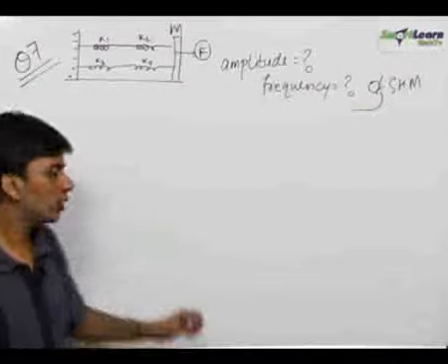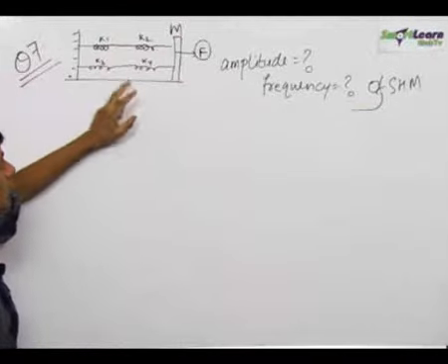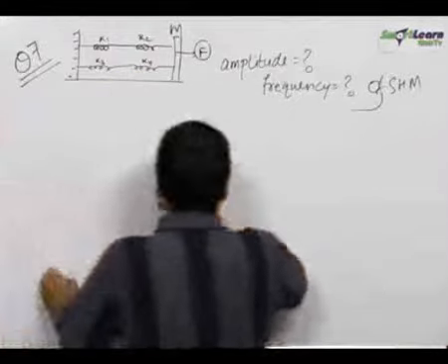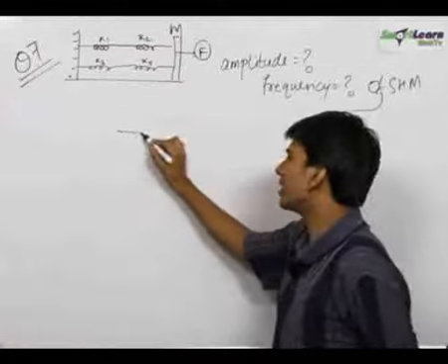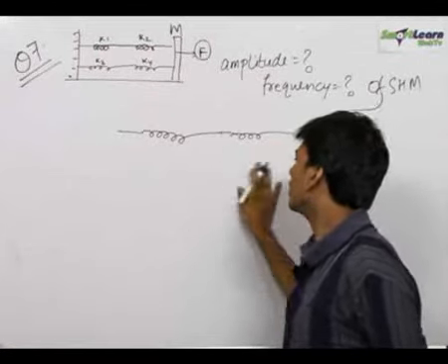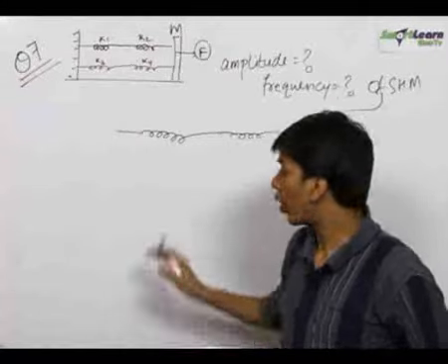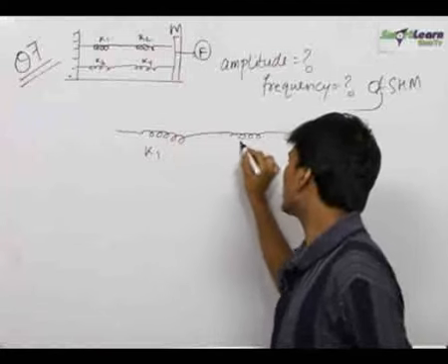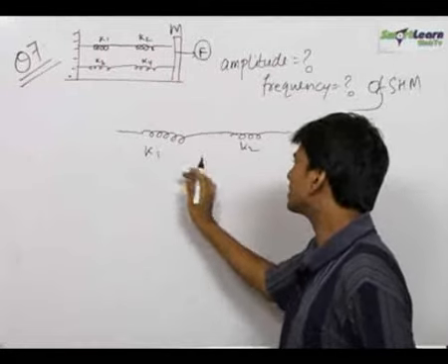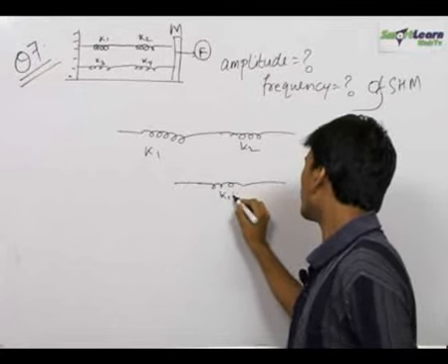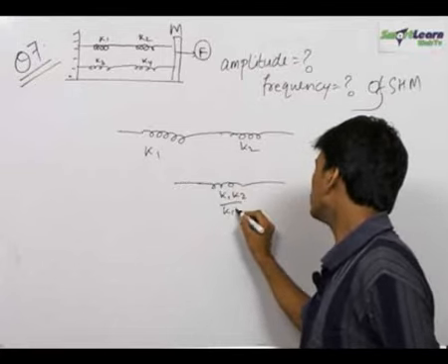Now, there is no doubt in our mind that this motion is SHM because it is a combination of spring and mass. Now, here's a trick. Whenever there are springs in series, we apply the formula for combination of resistances in parallel. This is K1, this is K2. Therefore, the resultant spring constant can be assumed to be K1 K2 upon K1 plus K2.